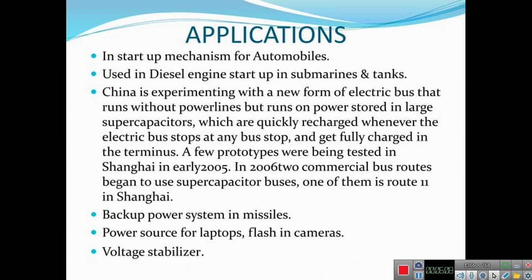Applications: startup mechanism for automobiles, used in diesel engine startup, in membranes and tanks. China is experimenting with a new form of electrical bus that runs without power lines but runs on the power stored in large supercapacitors, which are quickly recharged whenever the electric bus stops at any bus stop and get fully charged at the terminus. A few prototypes were being tested in Shanghai in early 2005. In 2006, two commercial bus routes began to use supercapacitor buses. One of them is Route 11 in Shanghai.